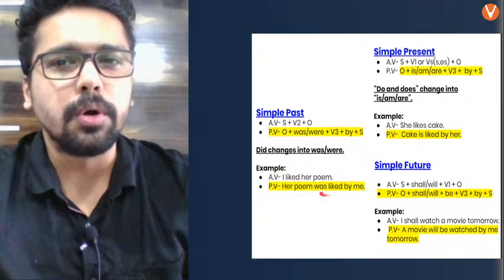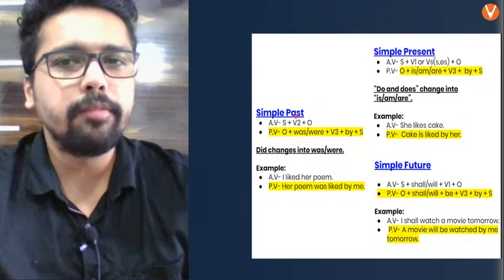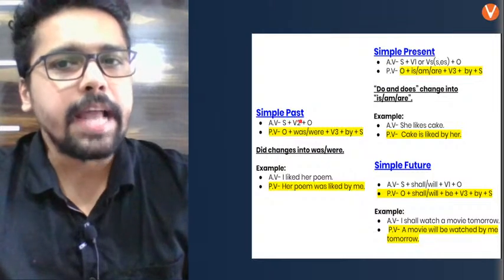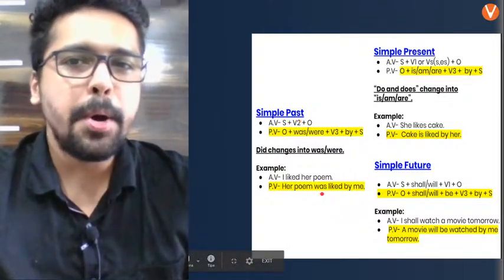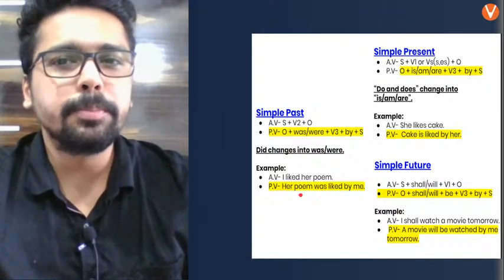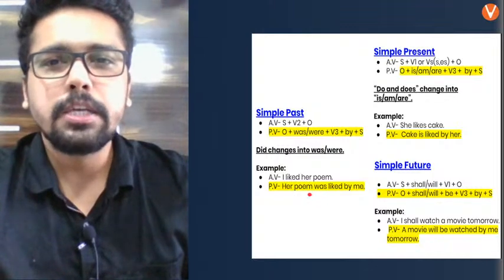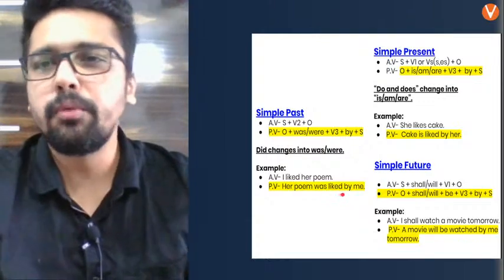You simply have to sing the song. You will swap the subject and object. Now you know this is past tense, so we don't have to change the tense. So past tense in active, was, were in passive. Was, were in passive means you either use was or were, depending on the subject. Because it is a singular subject here, her poem, of course I'll say was. So her poem was liked by me.